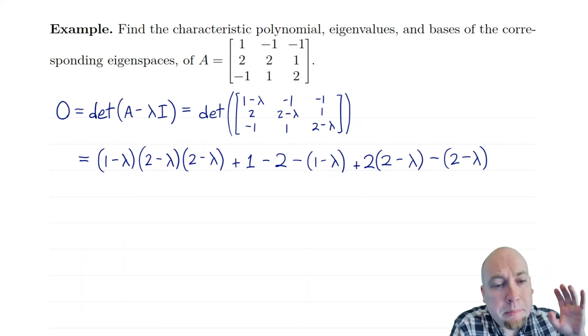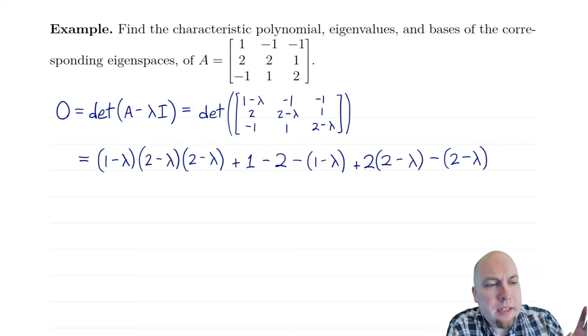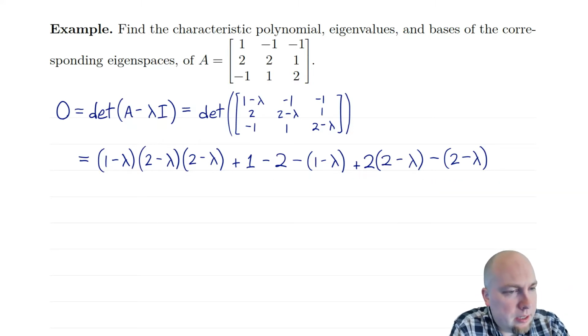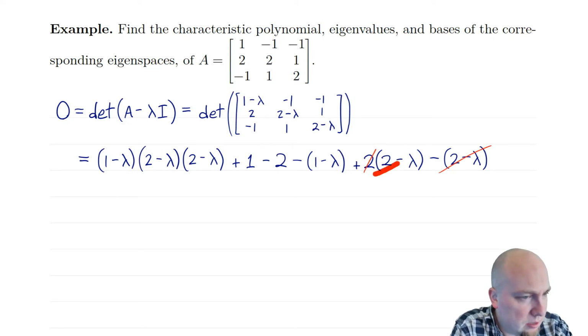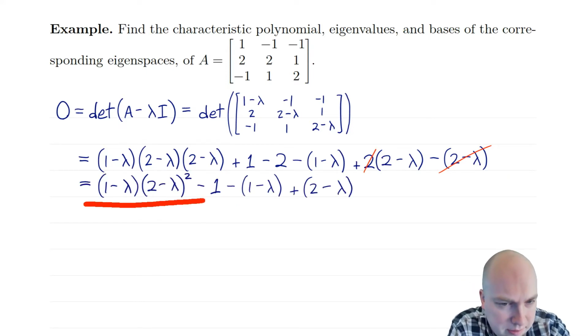Okay, now remember our goal is to get this polynomial completely factored so that we can see what its roots are, because those roots are the eigenvalues. So what I'm going to do first is simplify these terms over here. I've got 2 times something minus that thing, so I'm going to start by canceling out the extra multiple there, so that I've just got a single 2 minus lambda. And when that simplifies down, it simplifies to this.